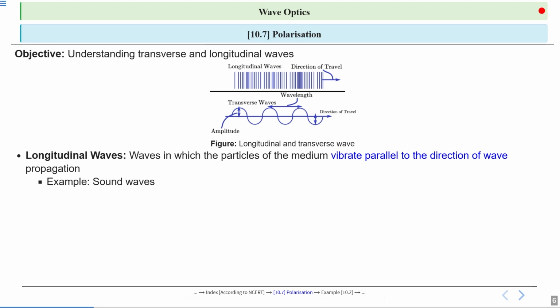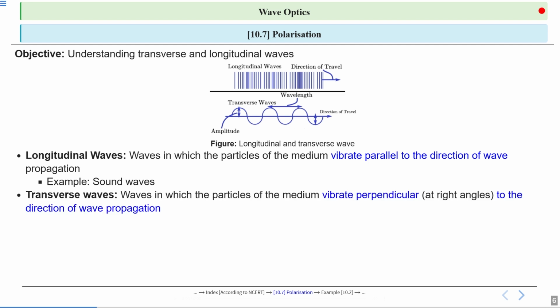A common example of longitudinal waves is sound waves. When you speak, the sound waves travel through the air by compressing and rarefying the air particles in the direction of the wave. This is why sound can travel through different mediums like air, water, and solids.